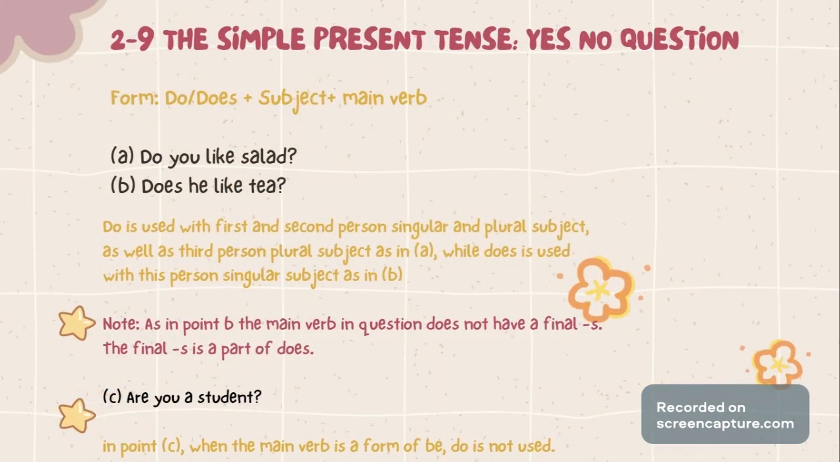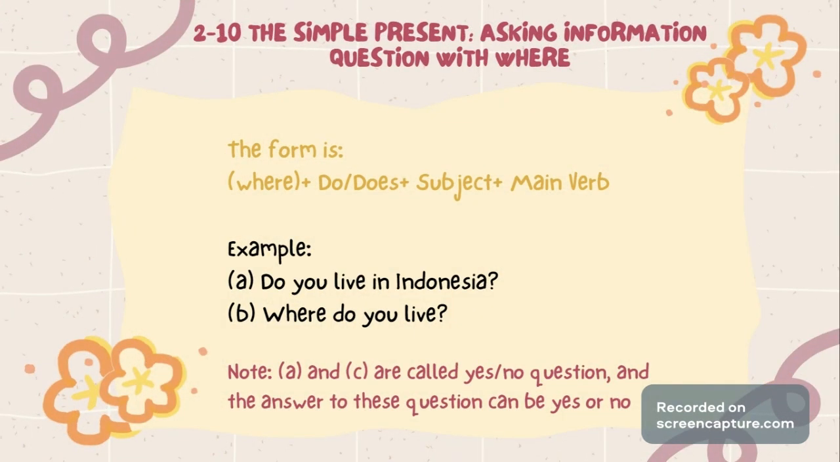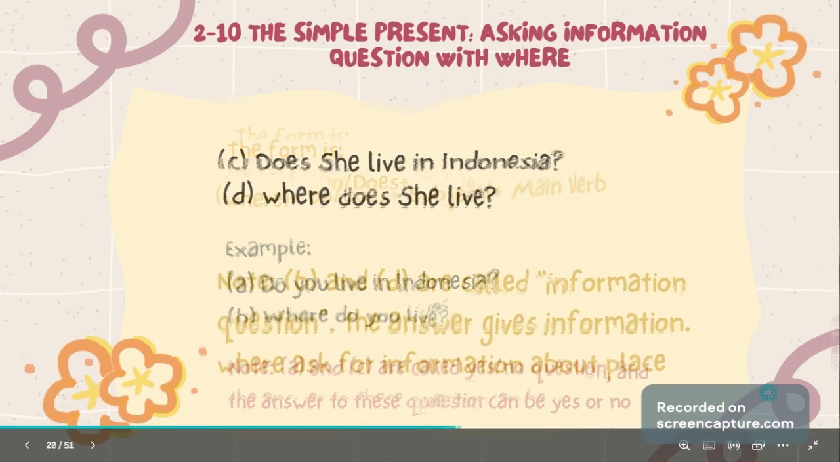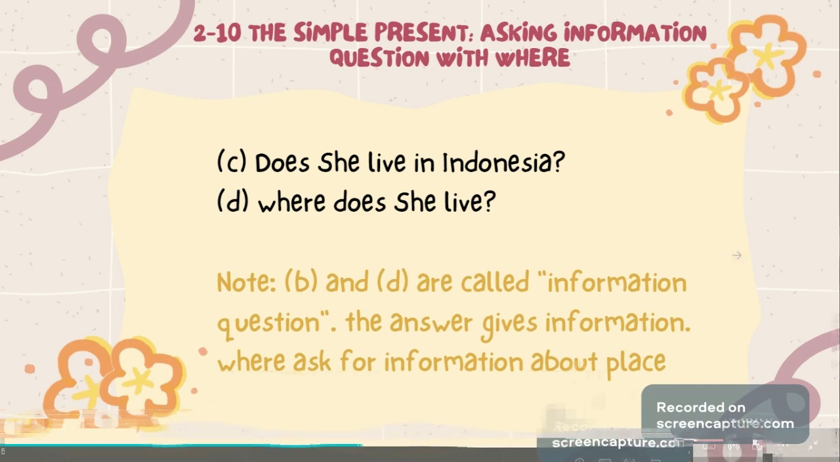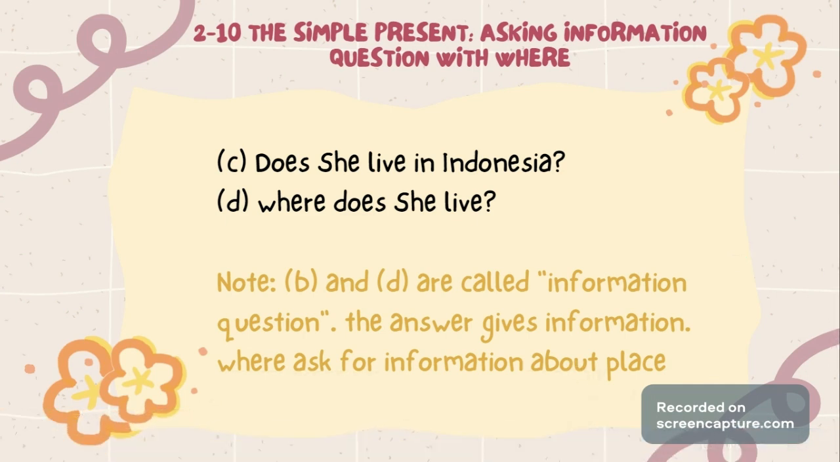It's the simple question asking for information with where. So the form is where, do or does, subject, and main verb. Example, do you live in Indonesia? Where do you live? And next we continue. The next example is, does she live in Indonesia?